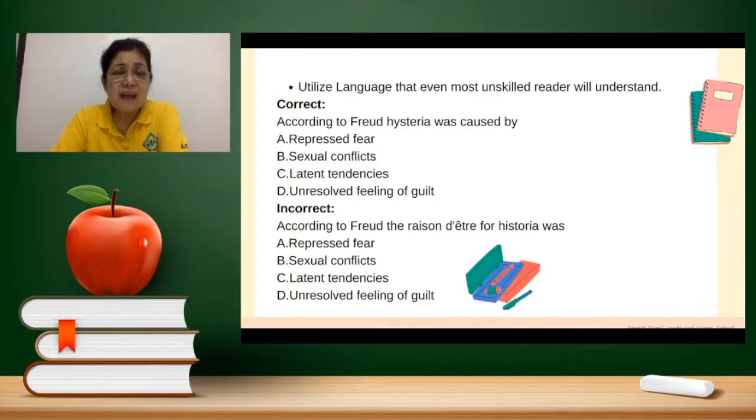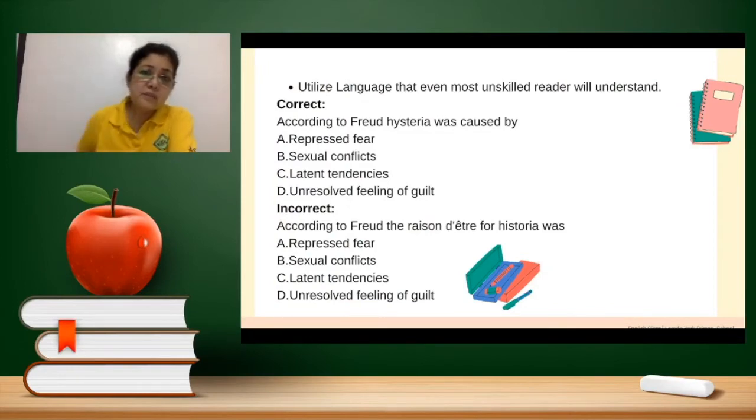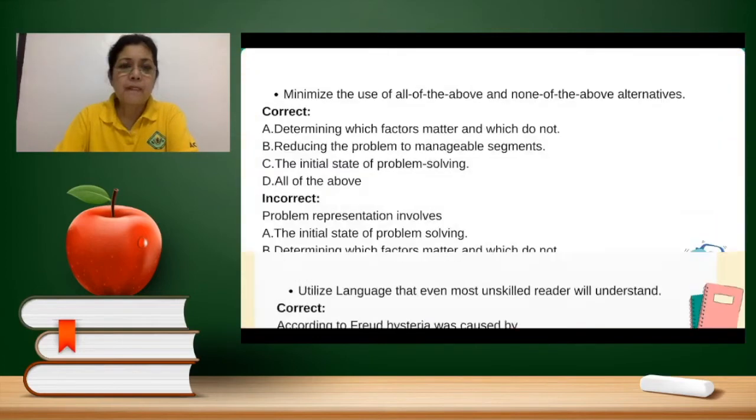You have to utilize language that even the most unskilled reader will understand, so better use familiar words. Example: according to Freud, hysteria was caused by A. Repressed fear, B. Sexual conflicts, C. Latent tendencies, D. Unresolved feeling of fear. Now, to make it incorrect: according to Freud, the raison d'etre for hysteria. In that case, there is a word which is not that clear to your students, so it will create confusion and they cannot understand it.